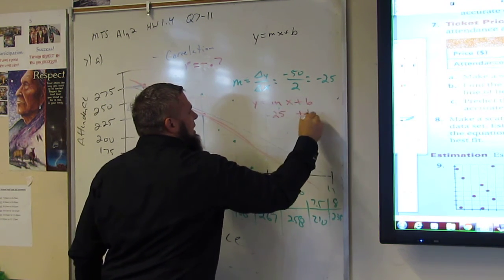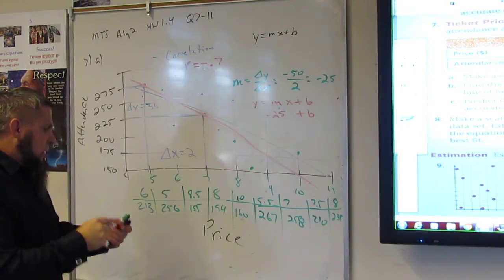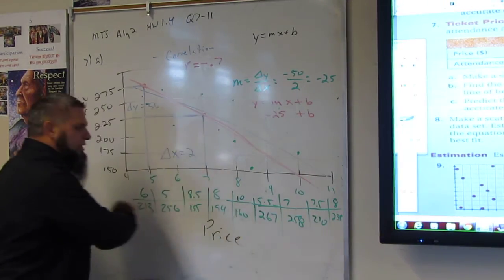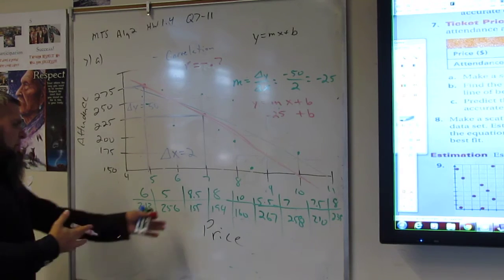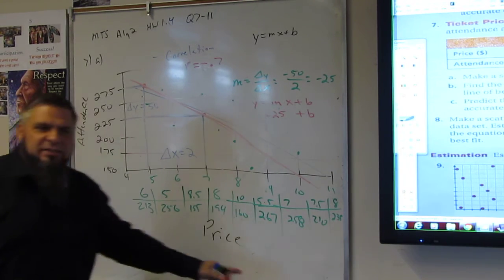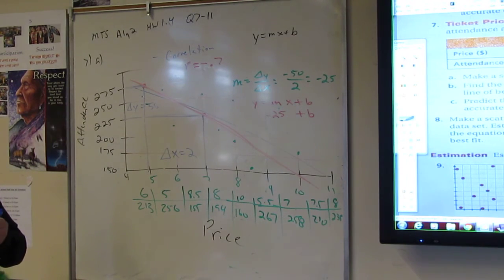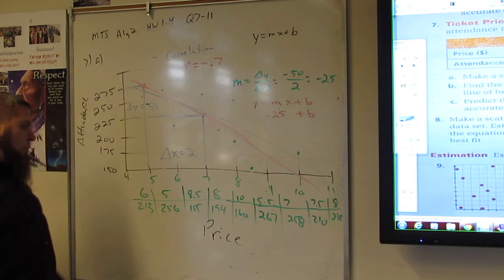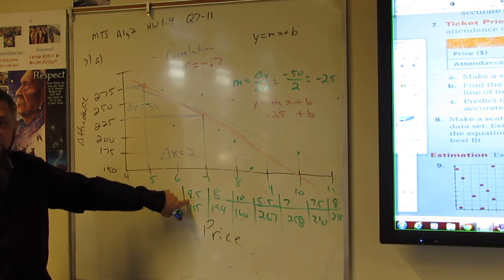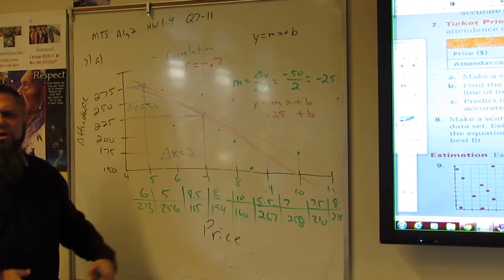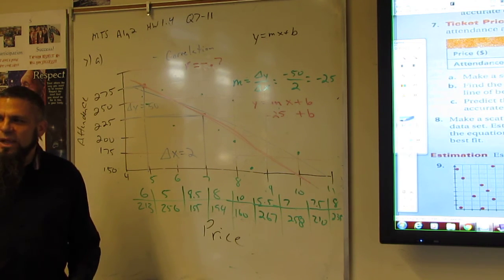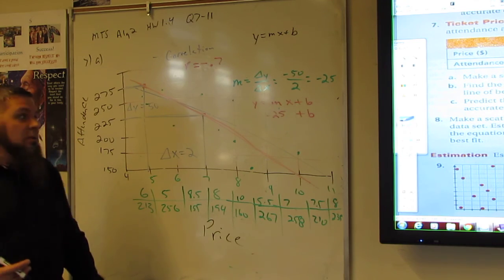I don't know what b is, but what's x? So I choose one of these. Which one do I want to choose? I choose any one you want. Which one do you want to choose? Which x and y? Any x and y. You choose. You want to put in 8.5? Heck no. Because that's a decimal. That's a fraction. Why do I want to put a fraction in? I want to kind of keep this simple, right?